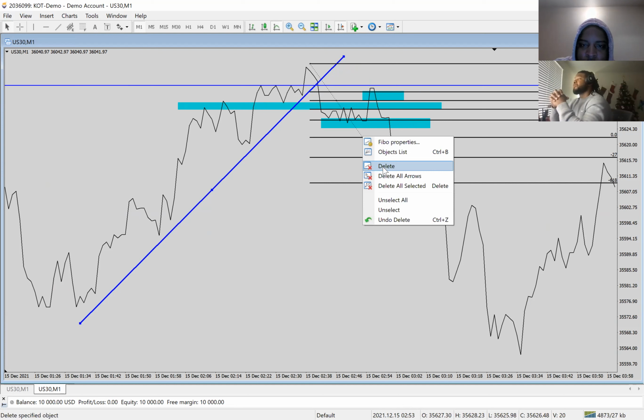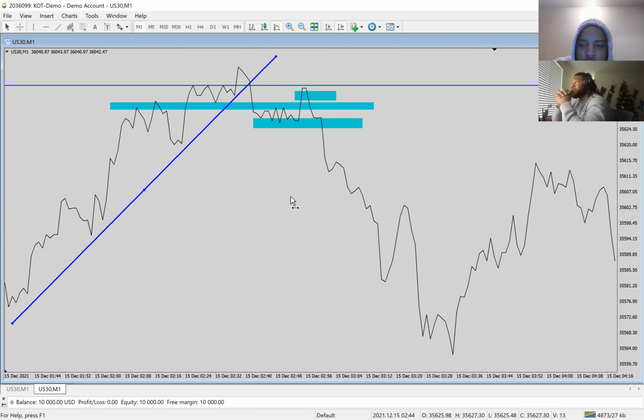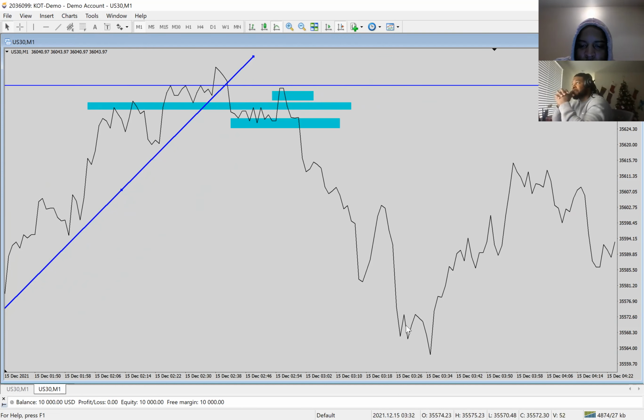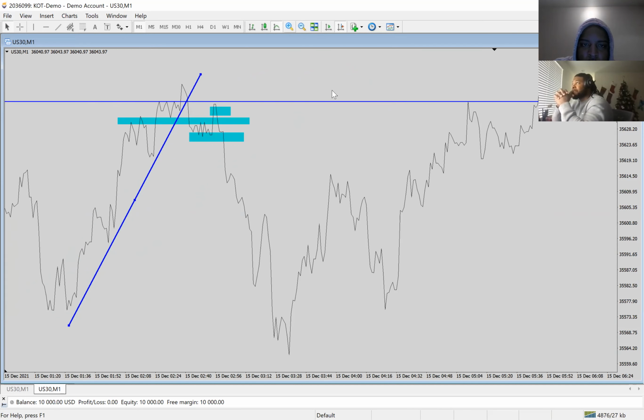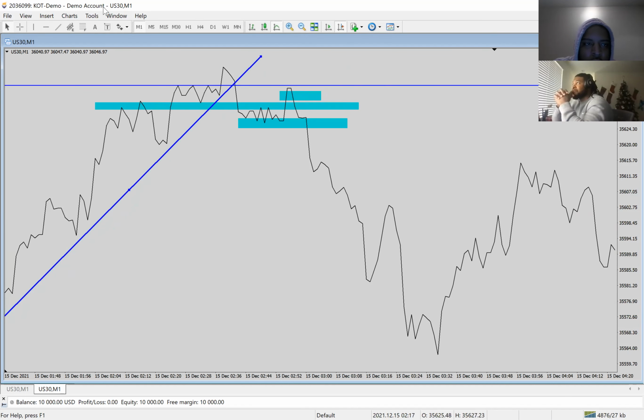But also, I want to show you another thing that I just learned. As soon as you see the break, like a double bottom, and then it starts to break above, now I know I can be looking to get out. But look, I want to show you something else that I just figured out.